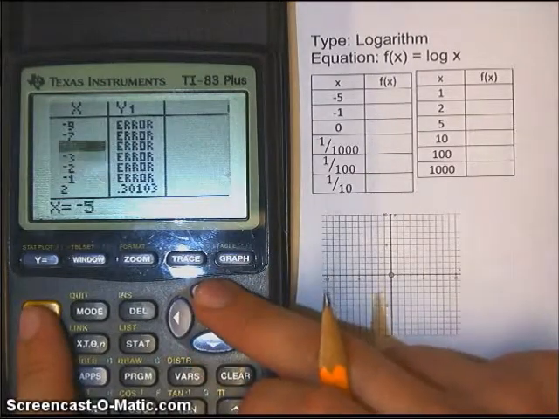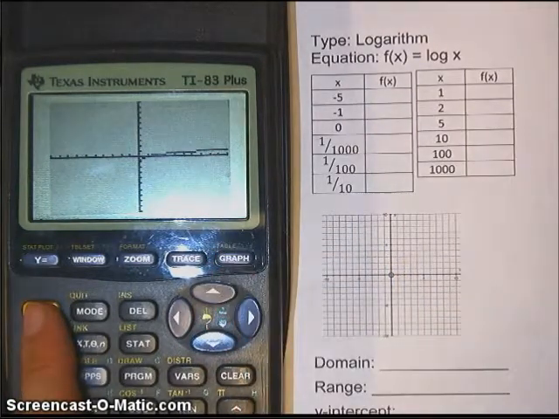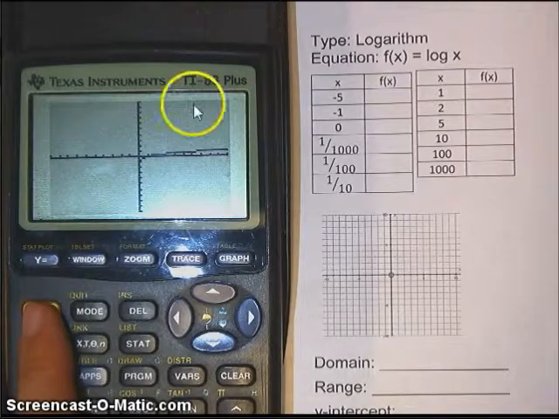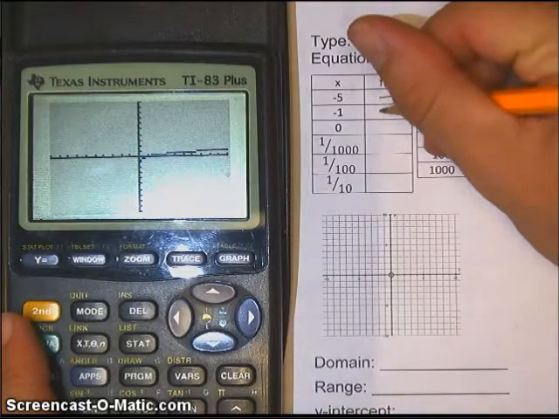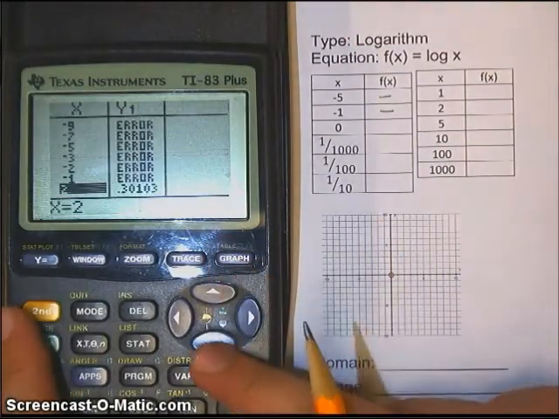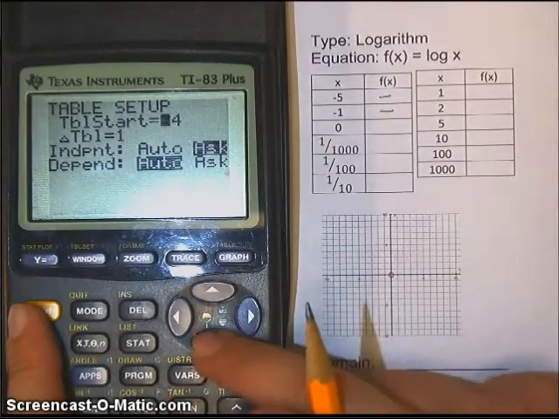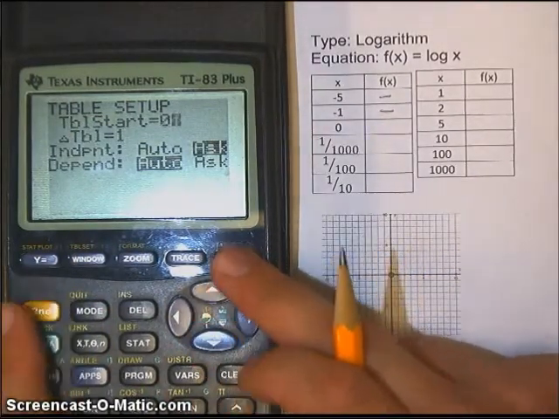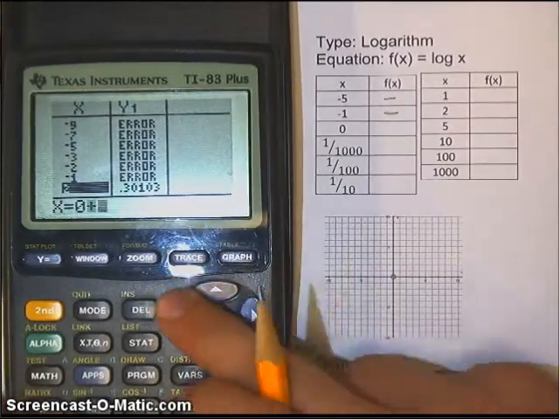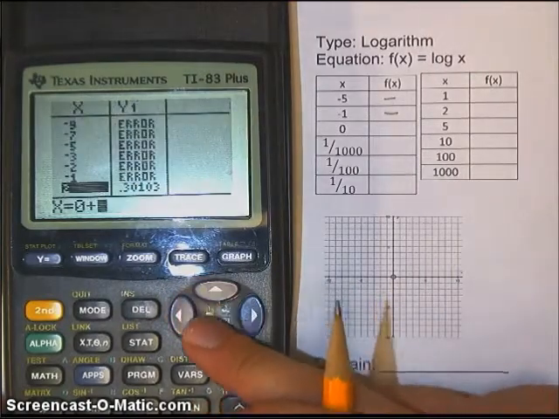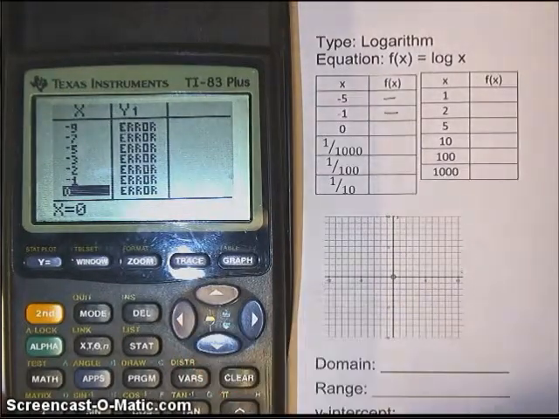all right, see all these errors? That means they don't exist. You can tell by the graph that there's nothing going on over on this side. So all these negatives, I'm just going to put dashes for those. Those ones don't exist. But I am interested in 0. So type in the 0 there. And that's an error as well.